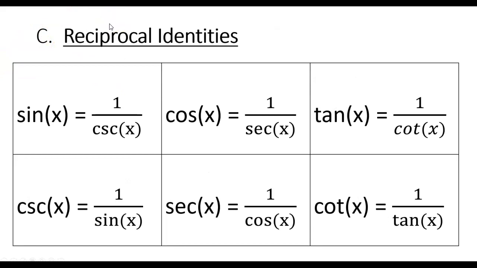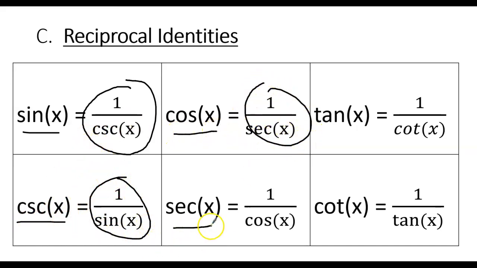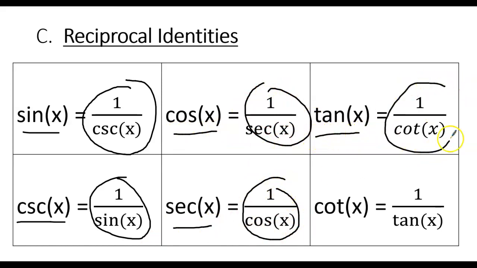Okay, so now we're talking about trigonometric identities in this chapter, though. And so what are some trigonometric identities? Well, sine x is identical to 1 over cosecant, or cosecant is identical to 1 over sine. We've already learned these, actually. Cosine is identical to 1 over secant, and secant is identical to 1 over cosine. Tangent is identical to 1 over cotangent, and cotangent is identical to 1 over tangent. These are called the reciprocal identities.